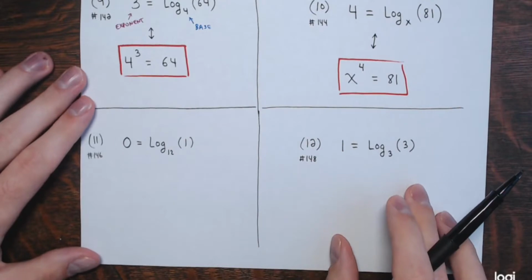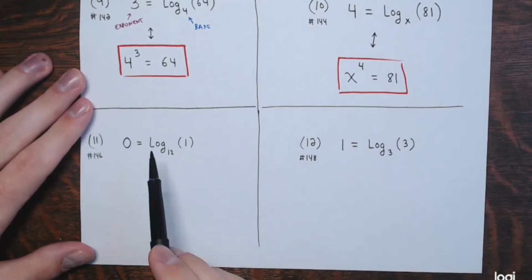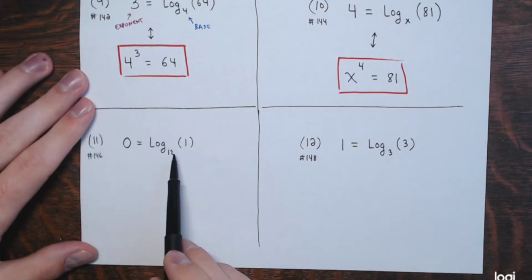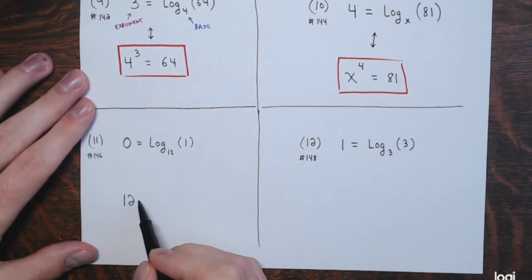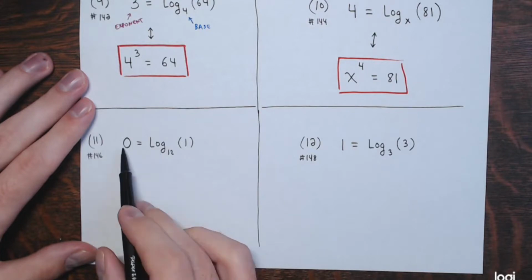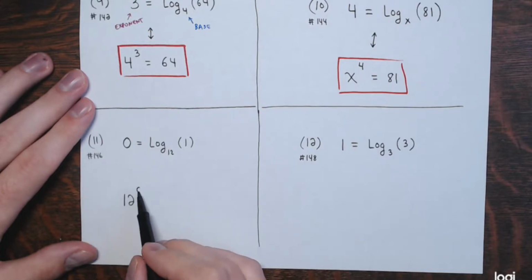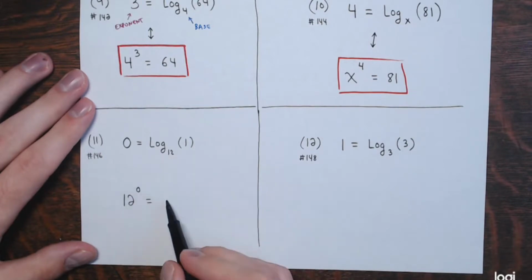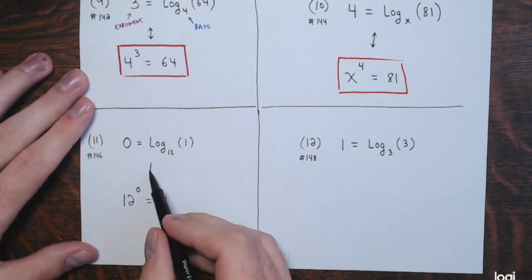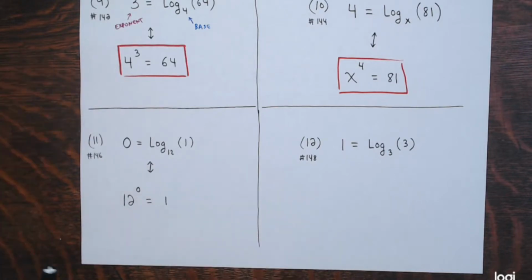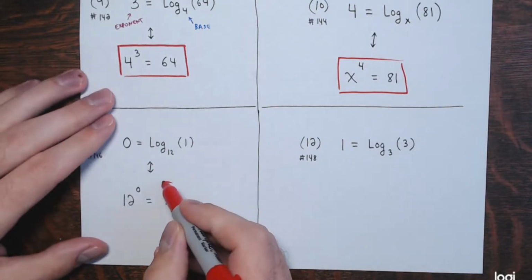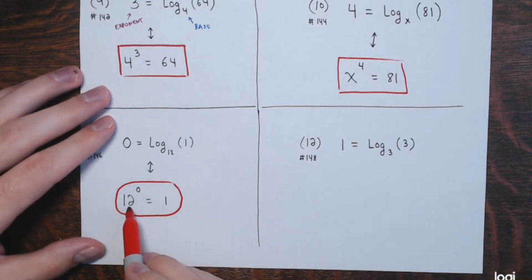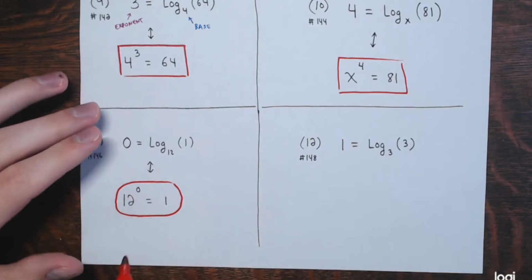All right, question 11. 0 equals the log base 12 of 1. Again, the base is 12, and what the log is equal to is the exponent. So 12 to the 0 power equals the expression inside the log, 1. And these say the same thing. And this is true, right? You've seen this kind of stuff before. Any non-zero number to the 0 power is 1.